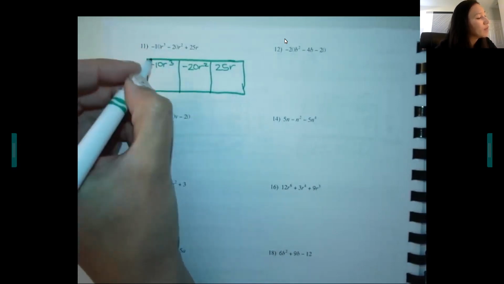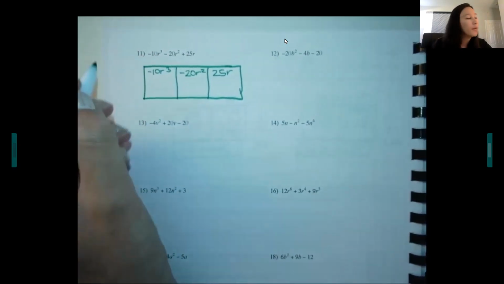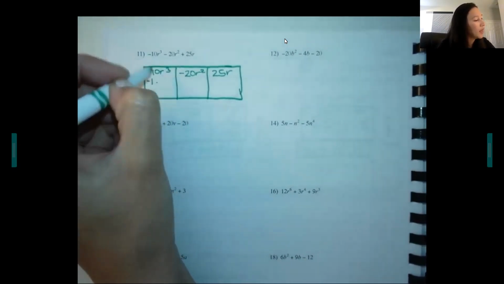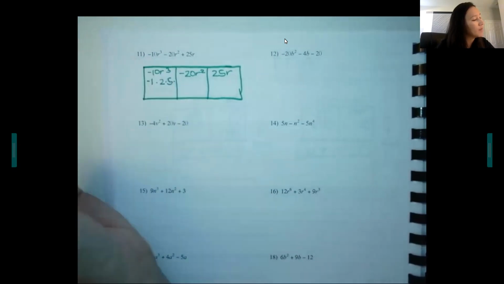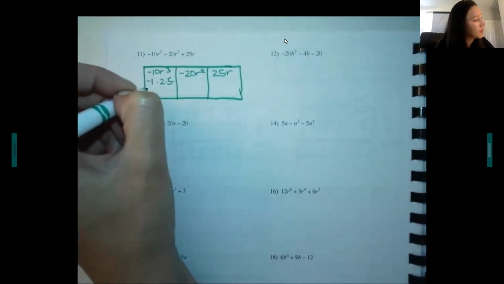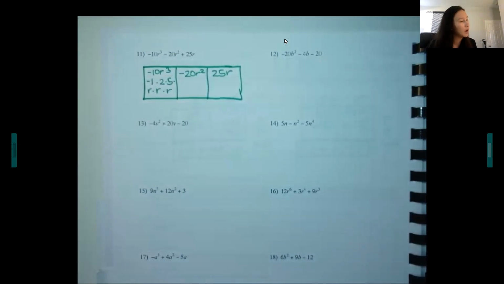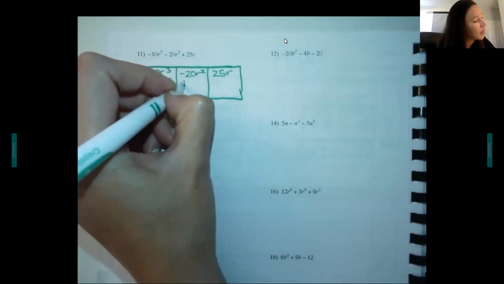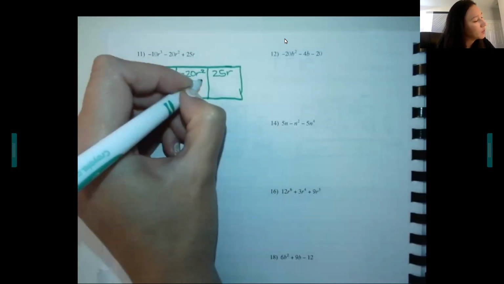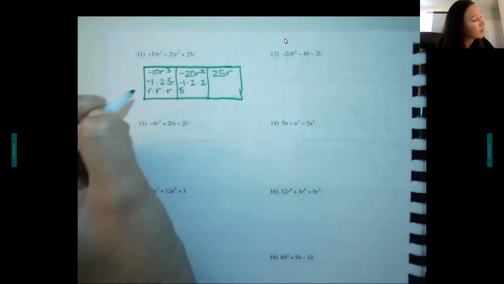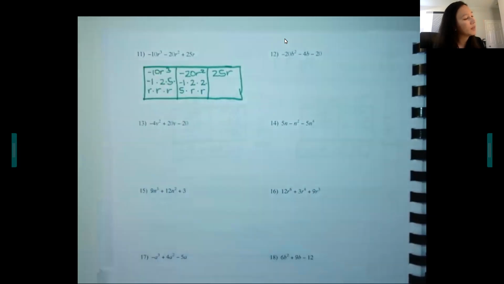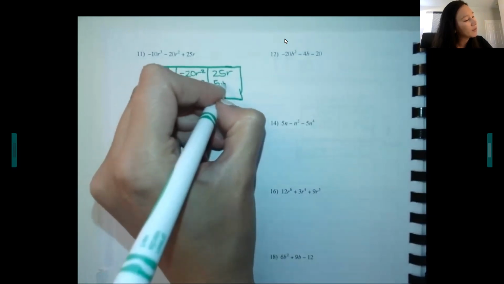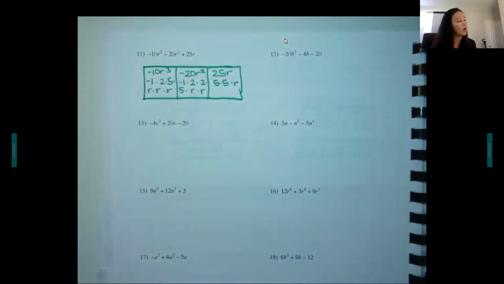So -10, remember when we did expanding, we would always expand a negative number with a -1. And then 2 times 5, -1 times 2 times 5 is -10, and r to the third, 1, 2, 3 r's. And then we have -20r, -1 times 2 times 2 times 5 is 20. R squared is r times r. And 25r, that's 5 times 5 is 25 times r.